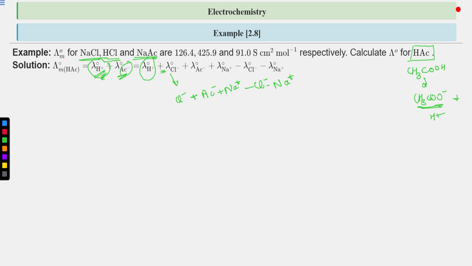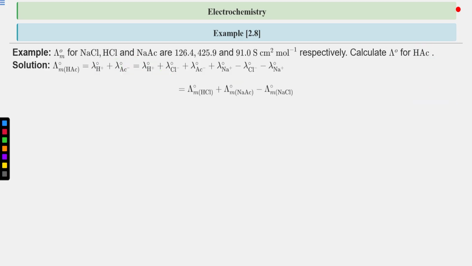Why are we writing it like that? We have the limiting molar conductivity value, lambda naught m, for different electrolytes, which are NaCl, HCl, and sodium acetate. NaCl will dissociate into sodium positive and chloride negative. Similarly, HCl will dissociate into H positive and chloride negative. And sodium acetate will dissociate into the acetate anion and the sodium cation.